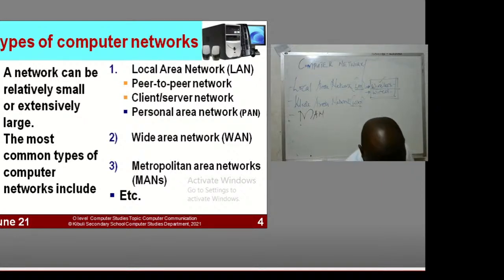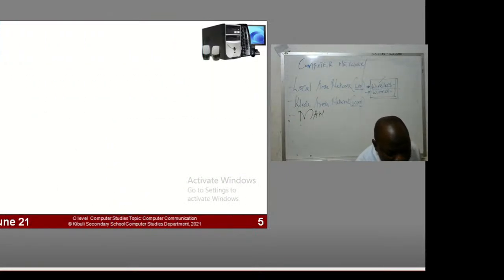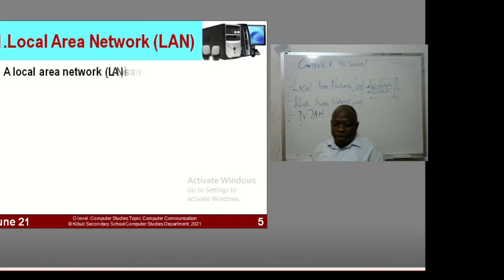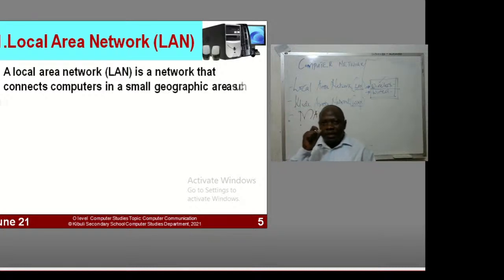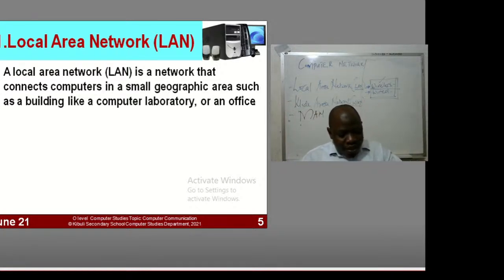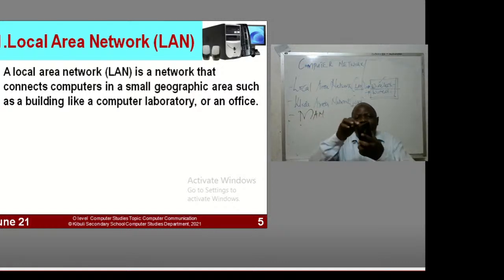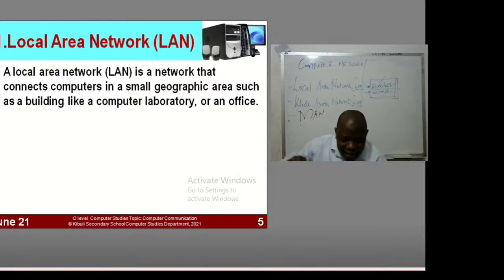Now, when it comes to those networks, we shall describe them one after the other, such that you get to know exactly what we are talking about. So we shall start with the local area network. With the local area network, we are looking at a connection. We are connecting computers in a small geographical area, a very small geographical area. For example, when you have 2 phones in that locality you are in, and you connect the 2 phones together, that is the geographical area we are talking about. That is a small geographical area.